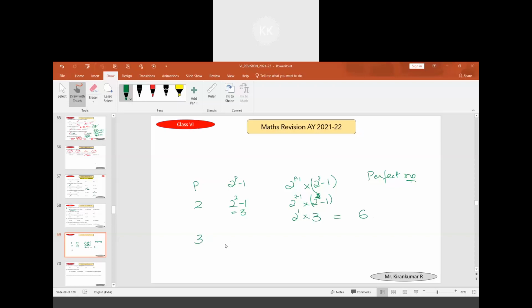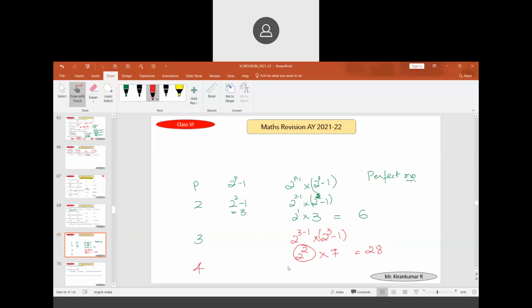Suppose if I consider 3 here, just observe: 2 to the power of 3 minus 1 multiplied by 2 cube minus 1. What is 2 to the power of 3 minus 1? 3 minus 1 is 2, so 2 square, which is 4. 2 cube is 8, 8 minus 1 is 7. 7 into 4, 28.